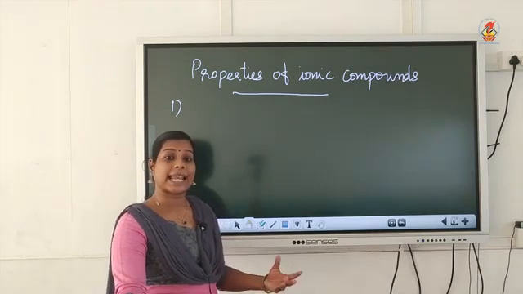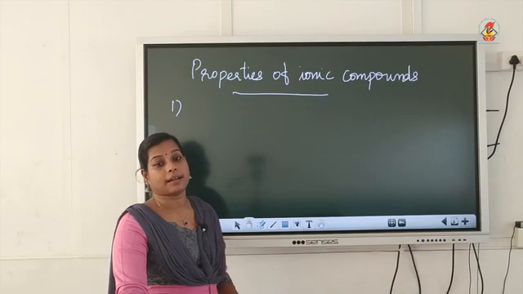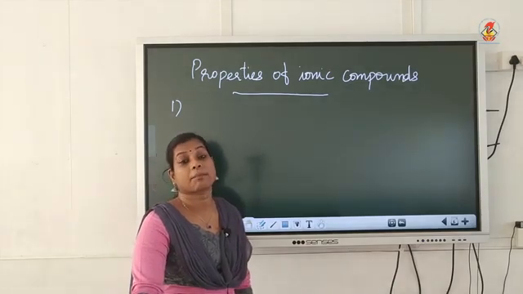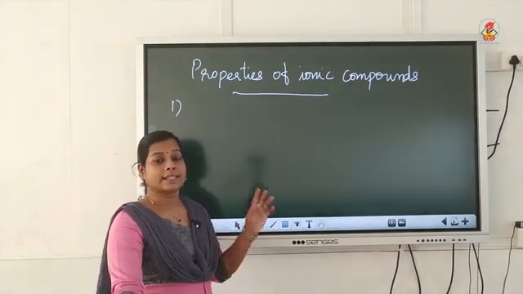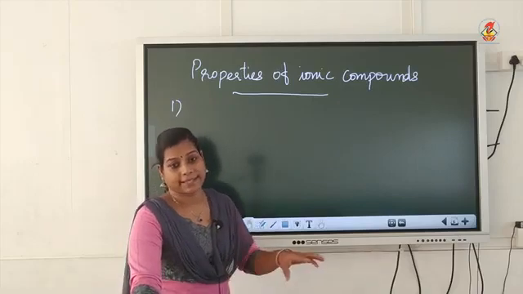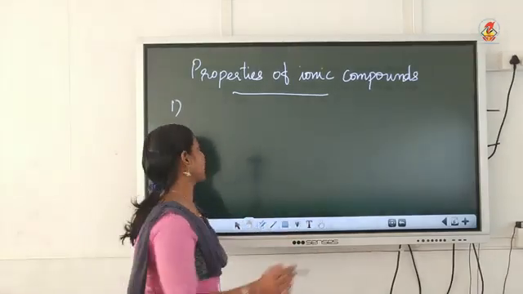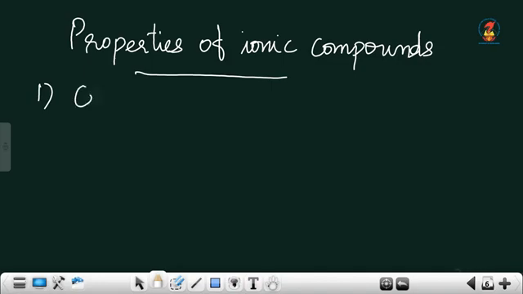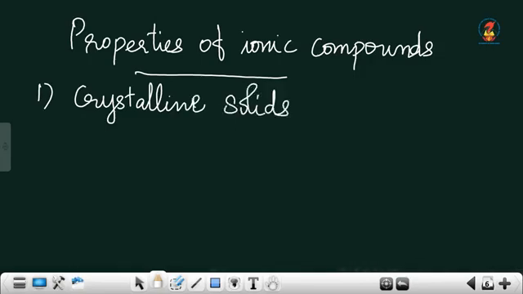And as they are crystalline solids, we can break them by applying pressure. They are brittle. We can break these solids into pieces by applying pressure. So we can say that ionic compounds are crystalline solids. On the application of pressure, we can break them into pieces. So we can say that they are brittle.